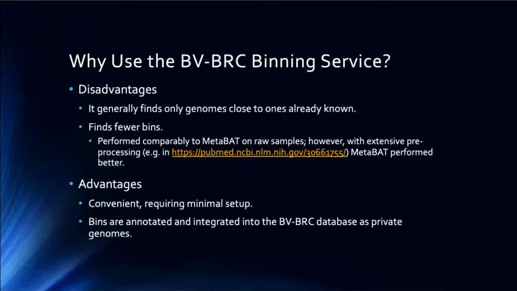Why use our service for it? This slide bothers me because it starts with the disadvantages, but you can only find genomes that are close to what we already have, because we bin the genomes based on starting on contigs we already have in the system. We can find fewer bins than some of the competing tools. We can read about that more later. Although the advantages of this is very convenient. You just upload your data and your bins come out. And just like anything else that we annotate in the service, the bins are annotated and integrated in the database. And you can do all of the other analyses that we do in BV-BRC with them.